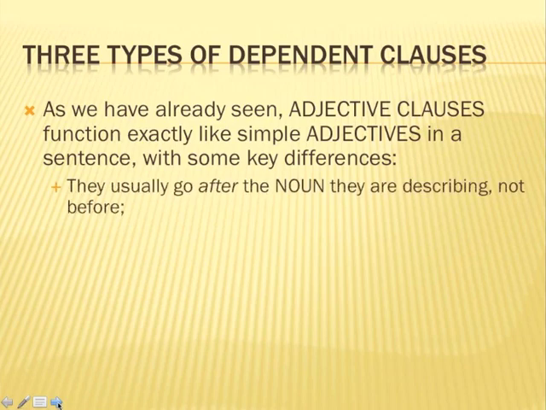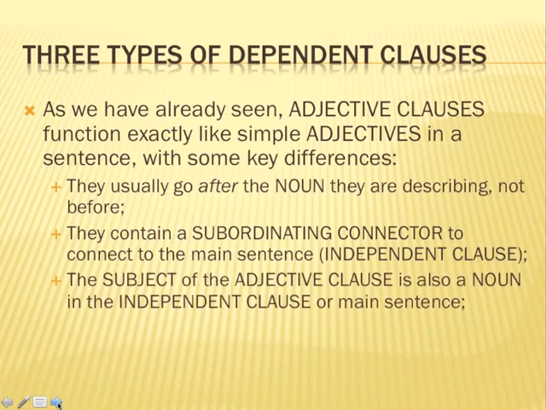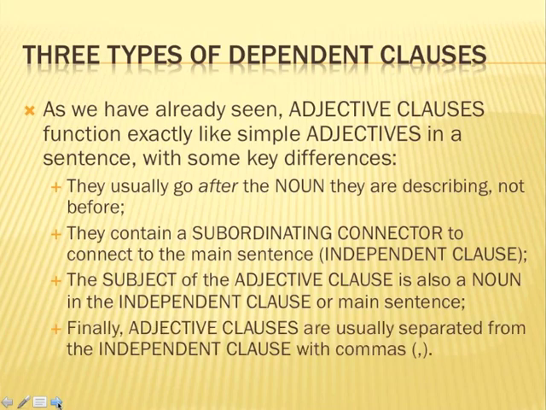Of course, there are some key differences. First off, adjective clauses go after the noun they're describing, not before. They contain that subordinating connector to help connect to the main sentence, or the independent clause, we should say. And in many cases, the subject of the adjective clause is also a noun in the independent clause or main sentence. And finally, we notice that adjective clauses are usually separated from the independent clause with commas. So punctuation is also very helpful here to identify an adjective clause.